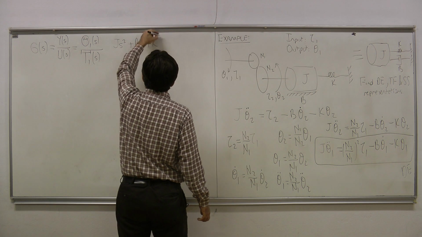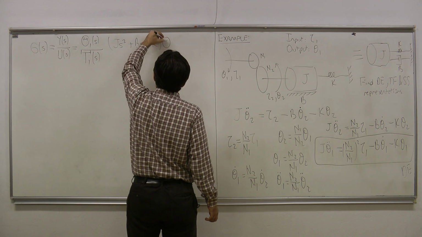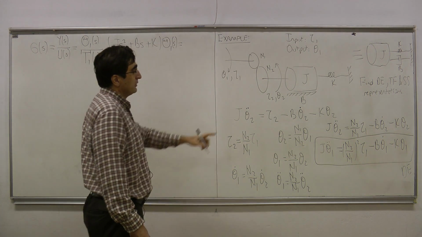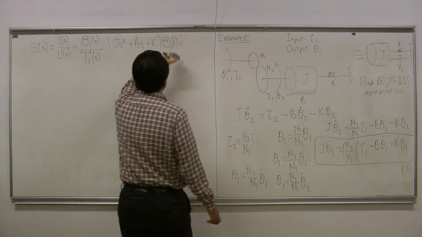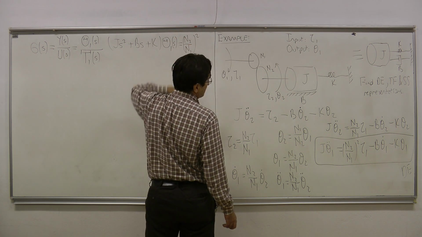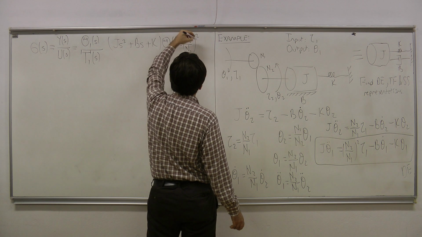This is k times capital theta 1 of s. That is equal to, I will have n2 over n1 square times capital tau 1 of s.